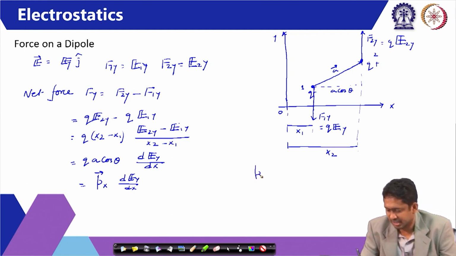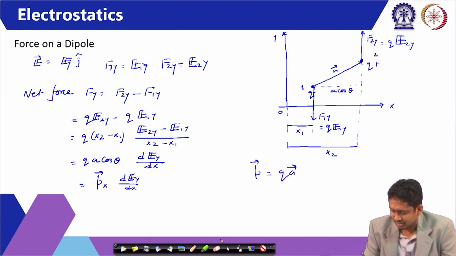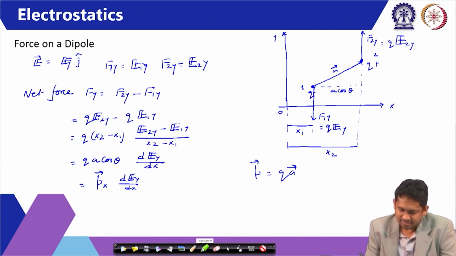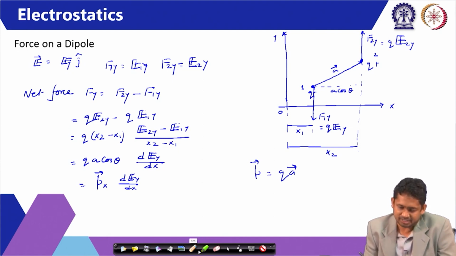So, we defined the dipole moment vector as q multiplied by a. Its x component is q multiplied by the x component of the a vector, which is a cosine theta. So, it is px, and that is the net force experienced by a dipole under the assumption that the electric field is oriented in the y direction.